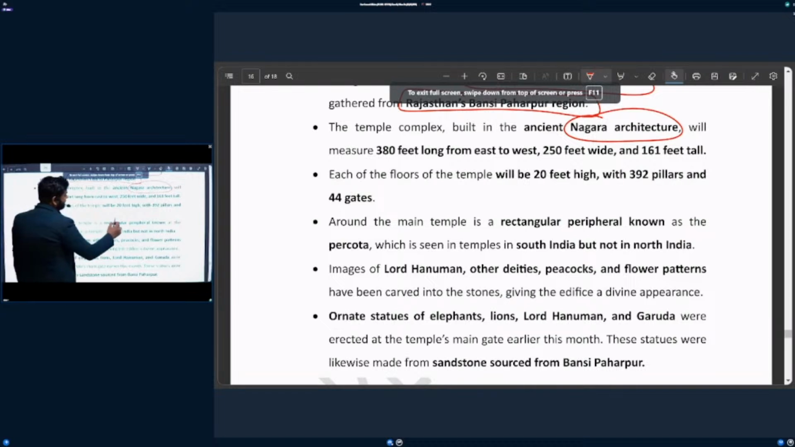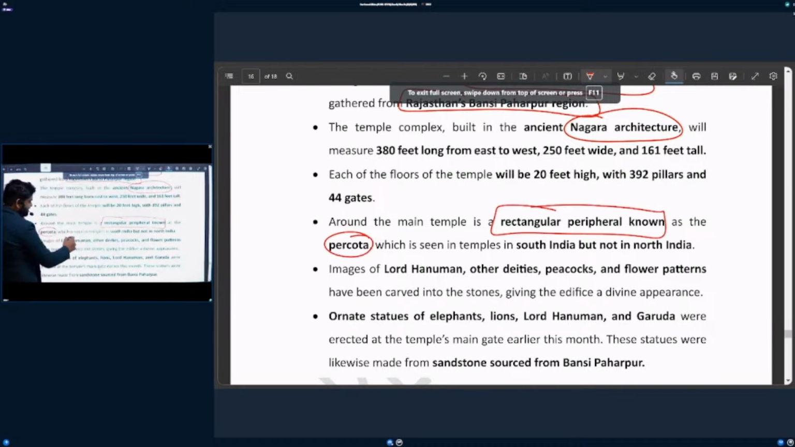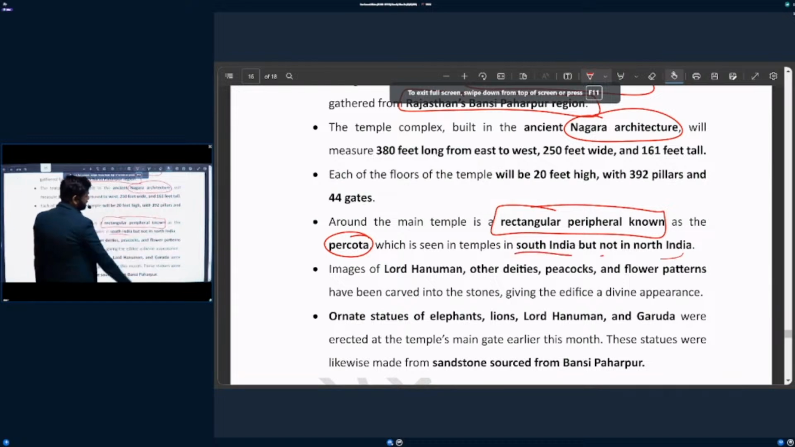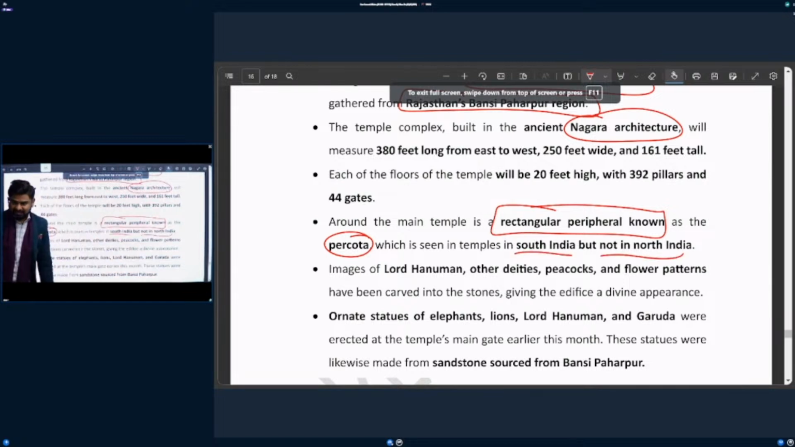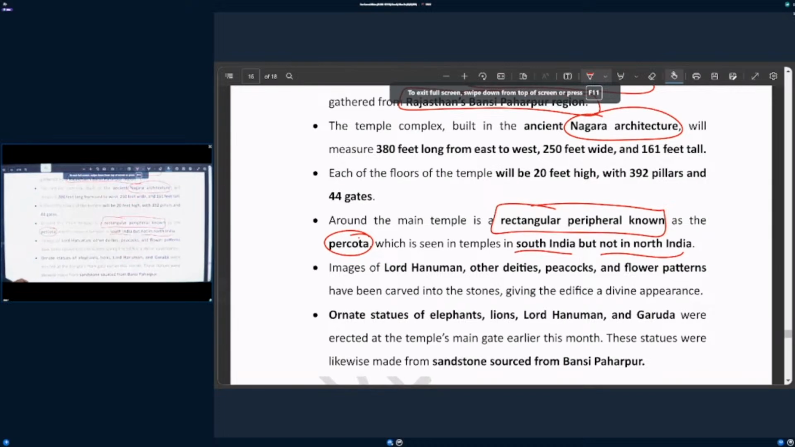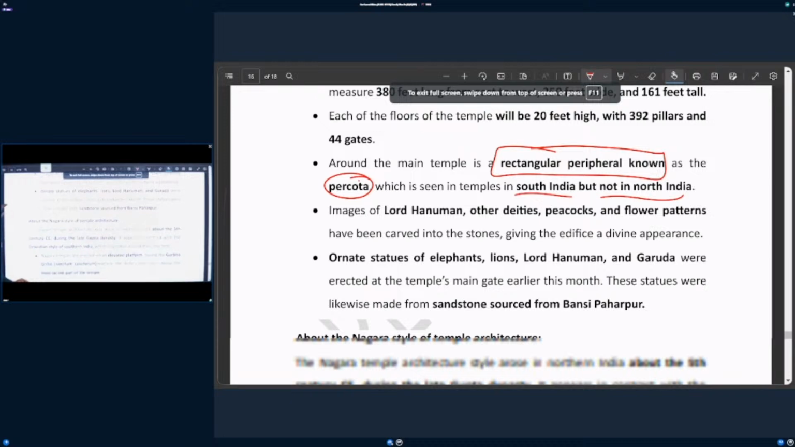Around the main temple there is a rectangular peripheral known as Parikrama, which is seen in the temples of South India but not North India. Even though it is Nagar style, ये एक चीज है which has been taken from Dravidian. There are three styles in India, particular temple architecture: Nagar, Dravidian, and Vesara. ठीक है, Vesara is a combination of the Dravidian and the Nagar style. तो ये किस स्टाइल में बना है? नगर में. बाकी आप पढ़ लेना. जल्दी से नगर स्टाइल देख लेते हैं.